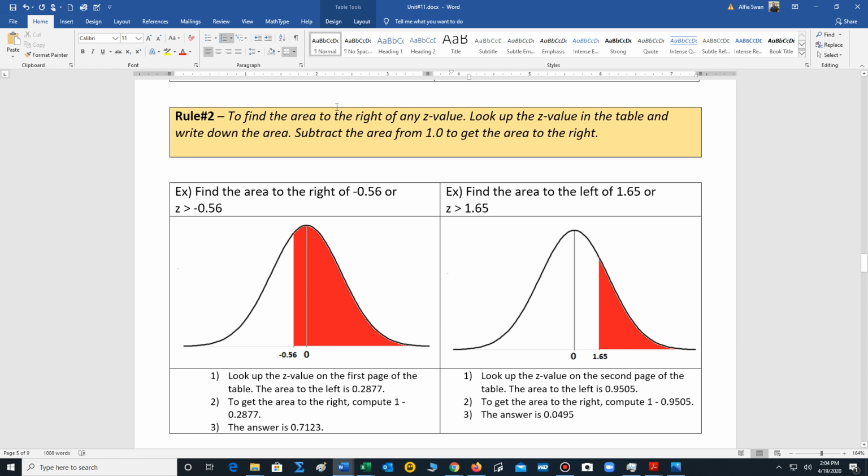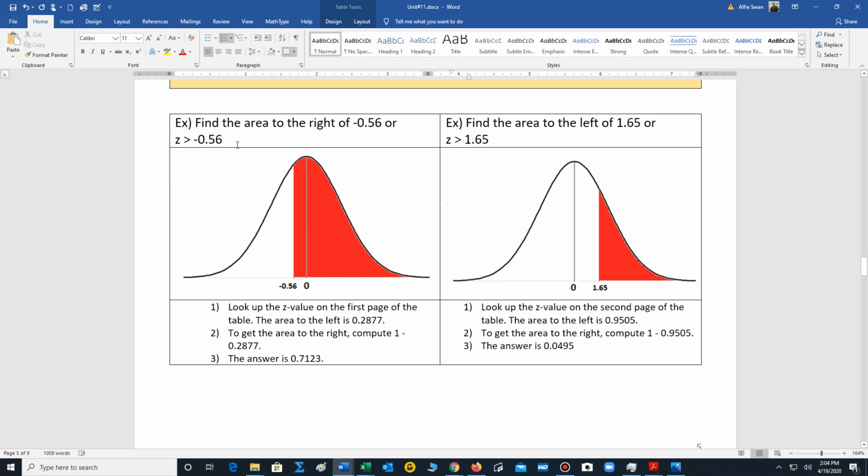For the second rule, let's just read through it. You look up your z-value in table E, you write down the area, and you subtract the area from 1, and that's going to give us the area to the right. So let's look at our examples here. First, we want to find the area to the right of any z-value. I just want to highlight some notation here. Sometimes I'll write it out, find the area to the right of any z-value. Sometimes I'll use mathematical notation: Z is greater than negative 0.56.